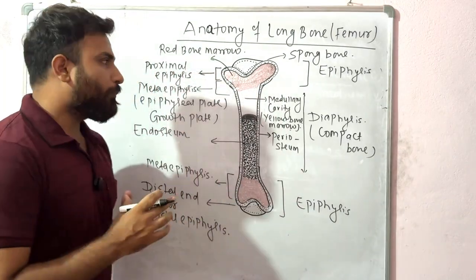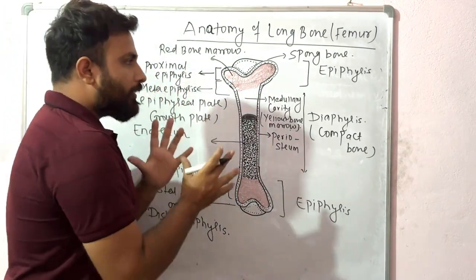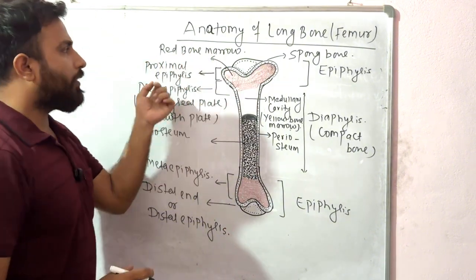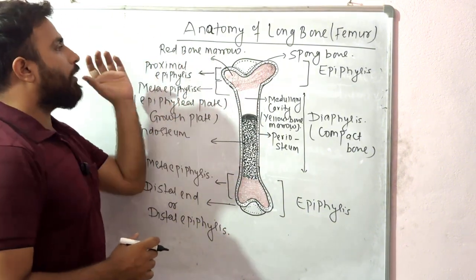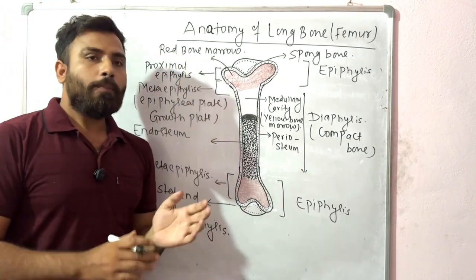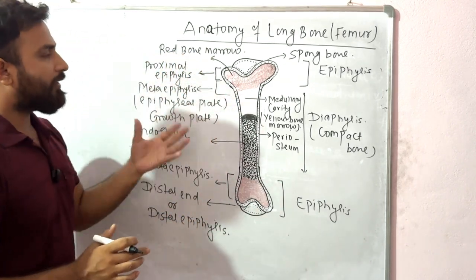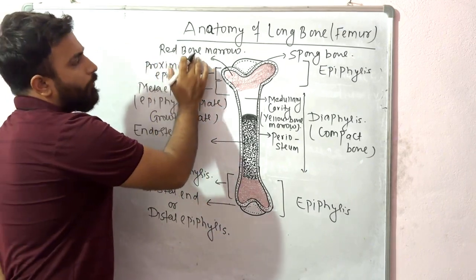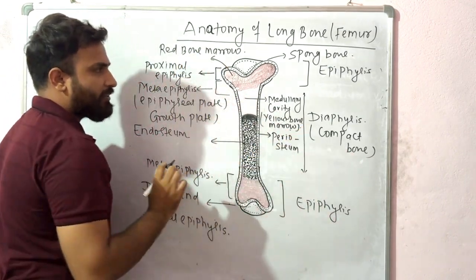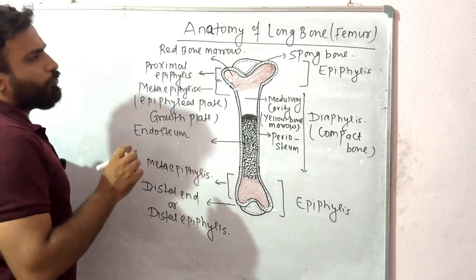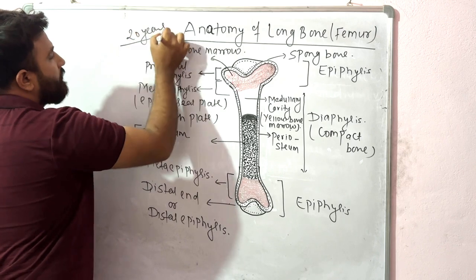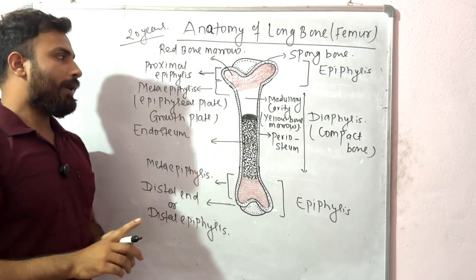When a child is born, almost all the bone marrow present in their body is red bone marrow. Remember, in a newborn child, all the bone marrow present inside the bone is red bone marrow. But when the child grows, some red bone marrow changes into yellow bone marrow inside the medullary cavity of the diaphysis. But after 20 years, when the child becomes 20 years old, what happens?